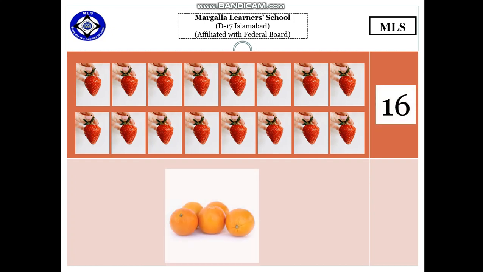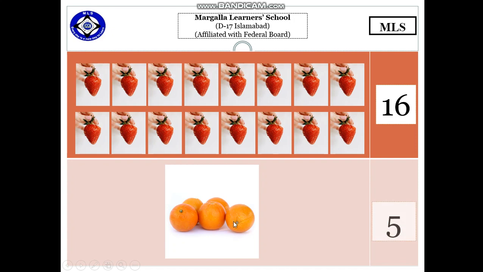Okay, now let's count the oranges. There are 1, 2, 3, 4, 5. There are 5 oranges. Very good. Now, on page number 6, count the objects and write the number how many they are.